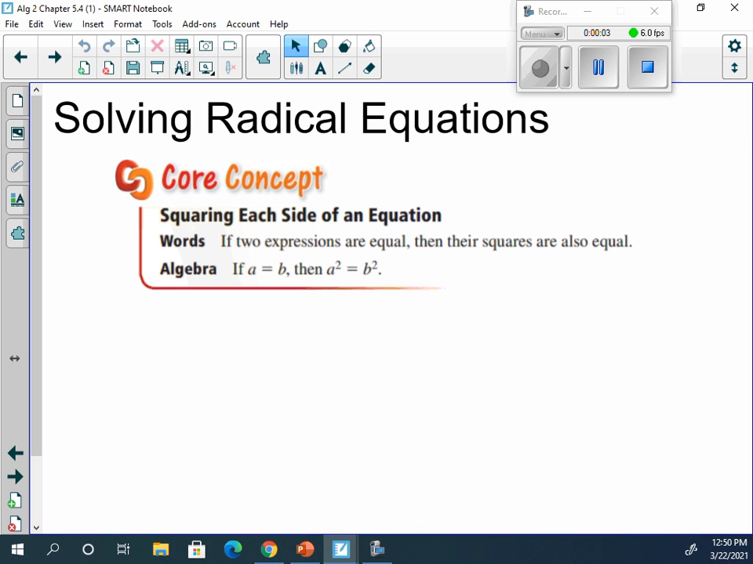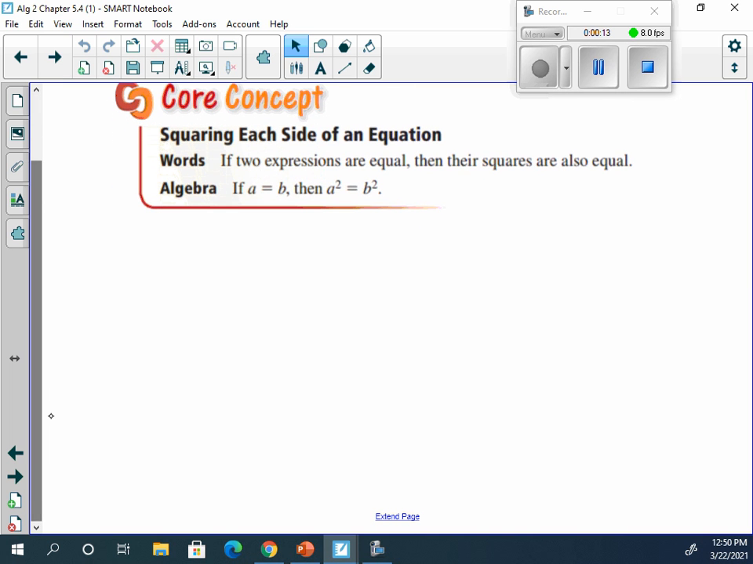All right, guys, so what we're going to be doing today is solving radical equations and finding the values of x. Now, the first core concept that we're looking at here: if two expressions are equal, then the squares are also equal. If a is equal to b, then a squared is equal to b squared.